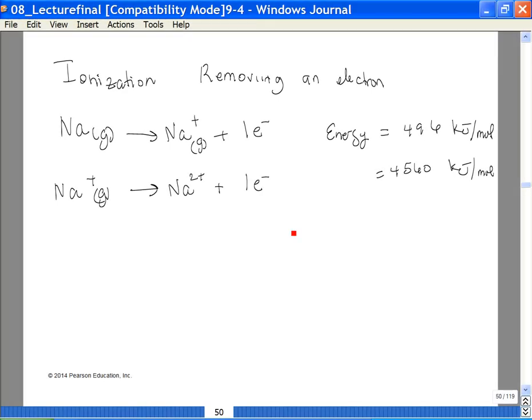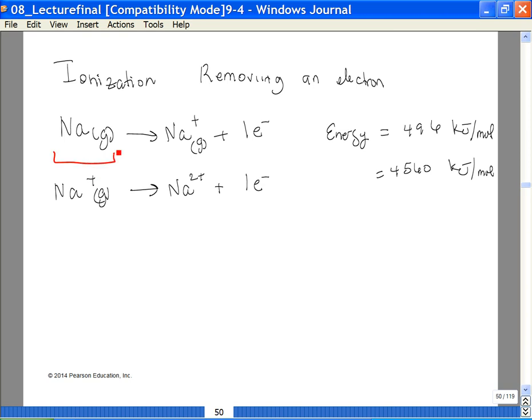We said that ionization is removing an electron. So we have to put in energy in order to do that. The energy that is required to remove an electron is called ionization energy. I wrote an example here that shows you what an equation looks like for the removal of an electron.